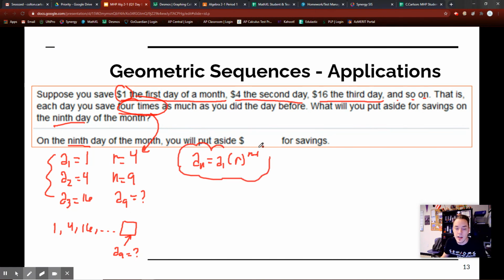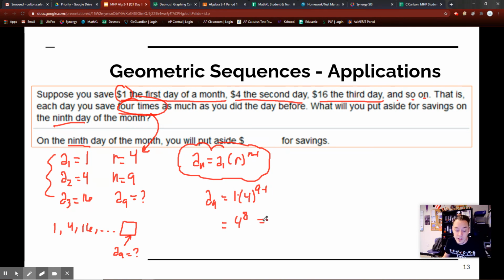I'm going to keep writing it until we can get the hang of writing it, so that we know it. So a sub 9 equals, my first term is 1. My common ratio is 4. And then I'm going to do 9 minus 1 here. Okay, we can actually simplify this a lot. So this is actually 4 just to the 8th power, because 1 times anything is just 1, and then 9 minus 1 is just 8.